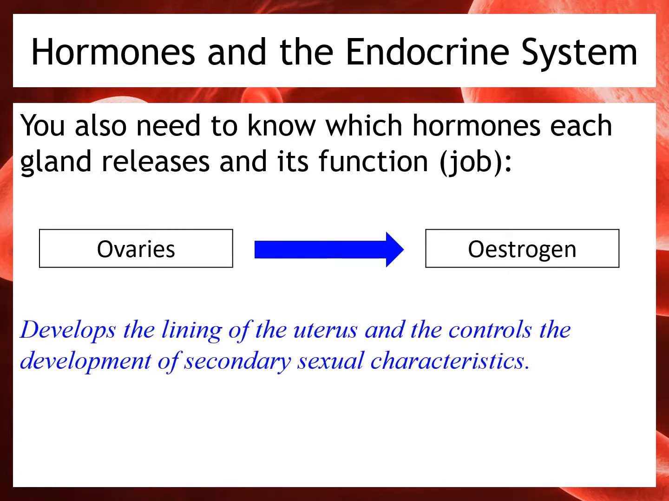Estrogen is produced by the ovaries. Estrogen develops the lining of the uterus or womb and is therefore essential for having babies. It also controls the development of secondary sexual characteristics and is therefore important in girls' puberty.